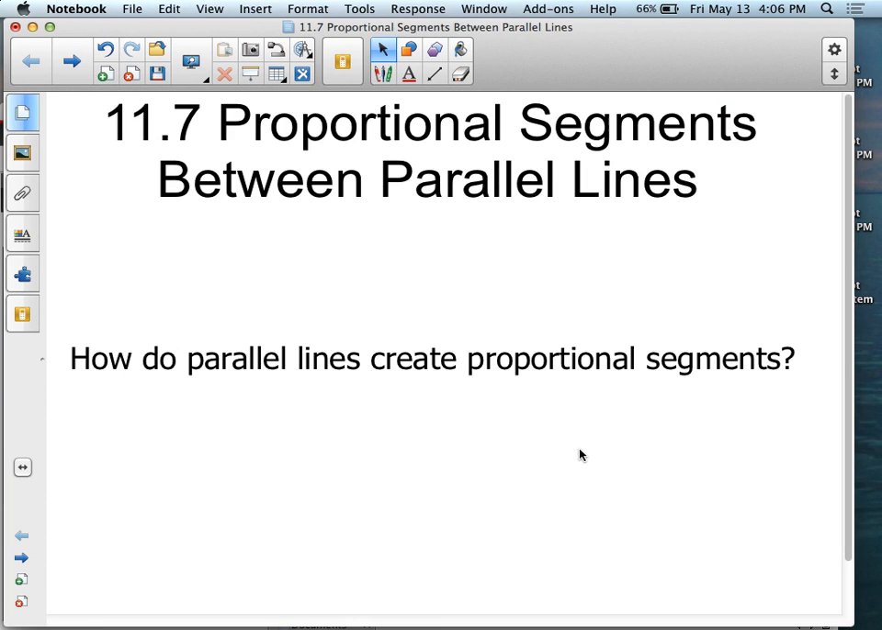So this lesson is on proportional segments between parallel lines. In a few minutes, I'm going to ask you to open up your textbook to the investigation in this section, so you might want to get that going now. So the question for the day is, how do parallel lines create proportional segments? I mean, we've been dealing a lot with similar triangles, and we know a lot of proportions come from similar triangles. So let's talk about some when we have parallel lines and not necessarily triangles.